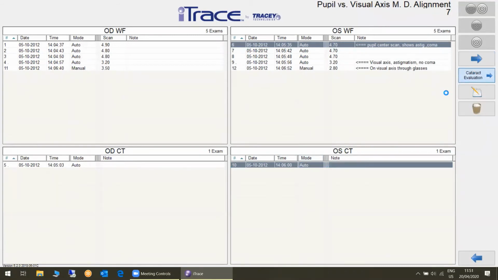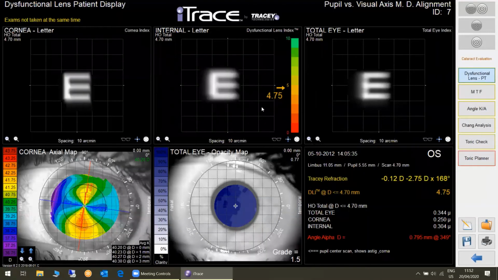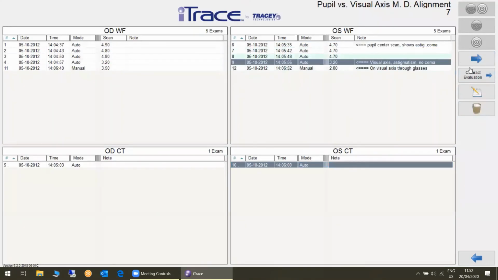When I measure normal, it looks like he has a cataract. But this guy is 26 years old. This was a presbyoplastic. And this is because we measured in the wrong position. Look what happens if I measure on the visual axis.